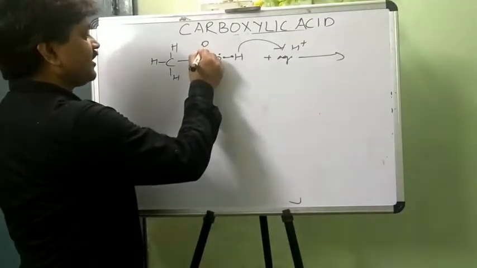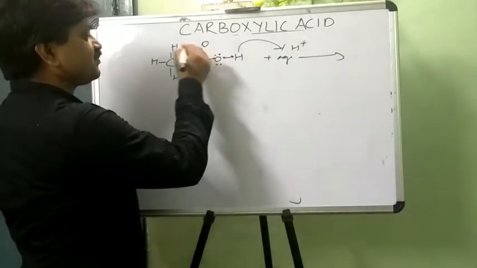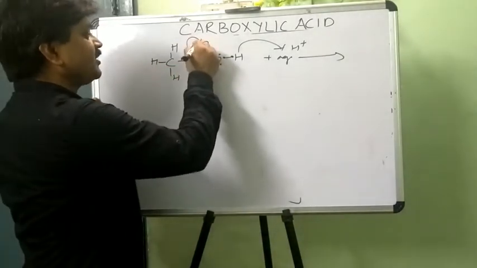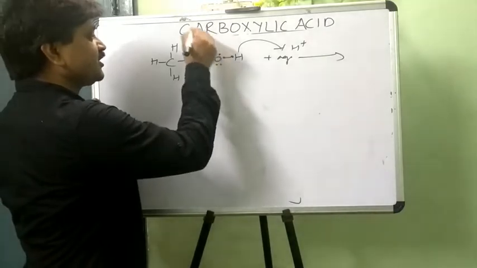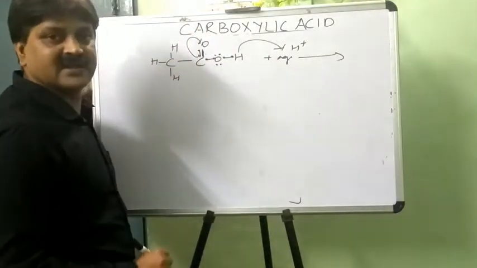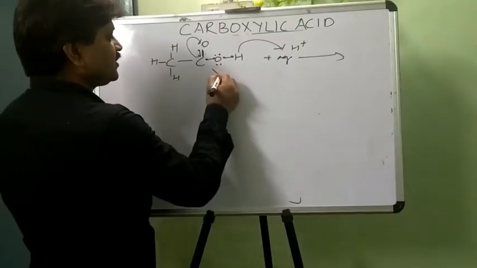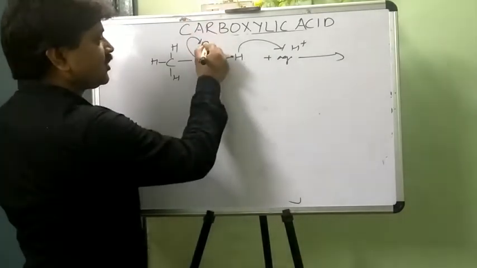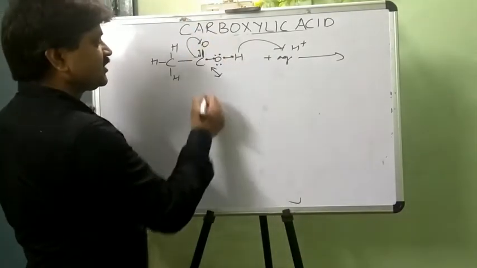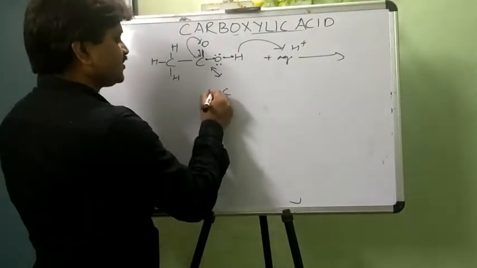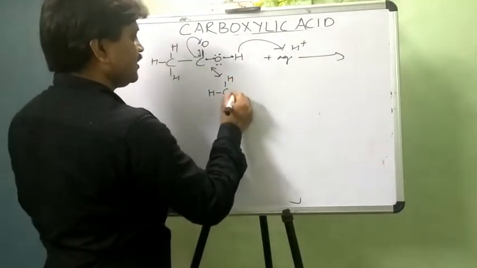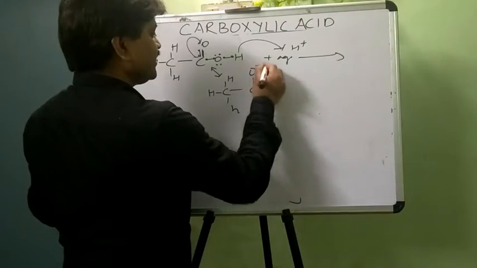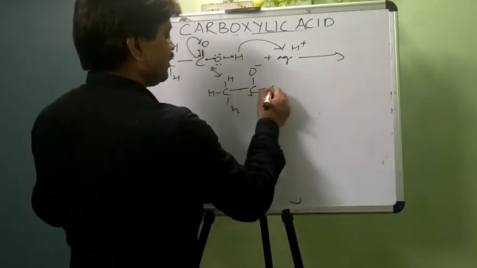This carbonyl part has one sigma bond and one pi bond. The pi bond electrons disperse toward the oxygen atom because of its higher electronegativity than carbon. So what would be the structure after dispersing the electron toward the oxygen atom? The structure becomes CH3, C, O minus, and here plus, and OH.